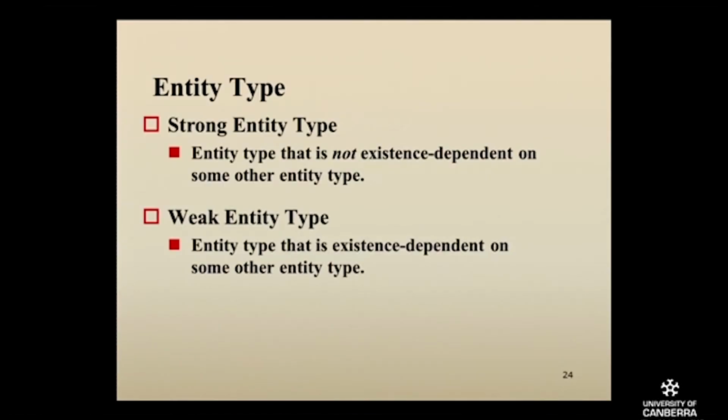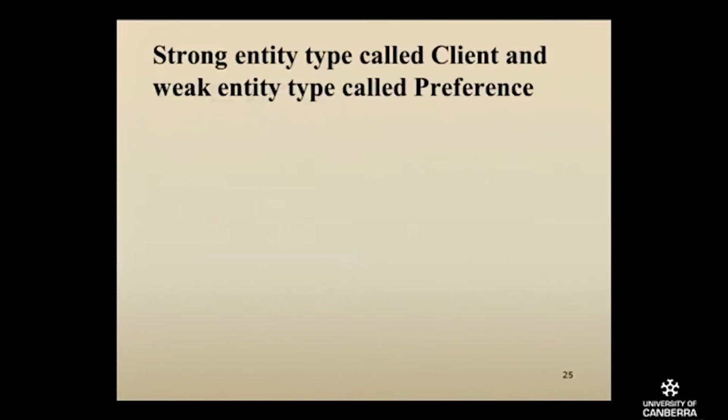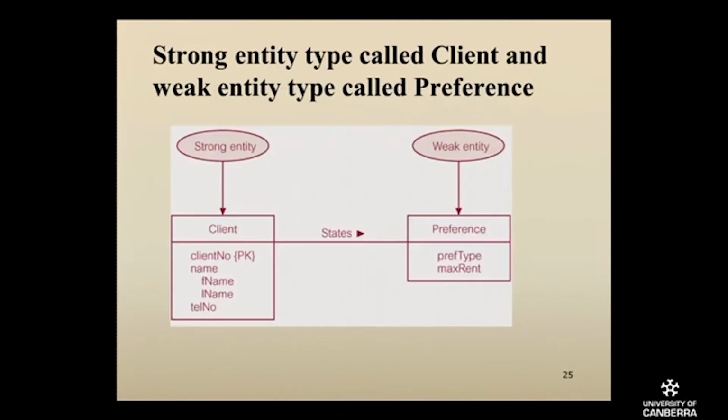We talked about two things, strong entities and weak entities. The strong entities exist by themselves. Weak entities exist only because of some other entity. For example, here, client and preferences. Preferences alone cannot exist if you don't have any client, because that refers to the client.